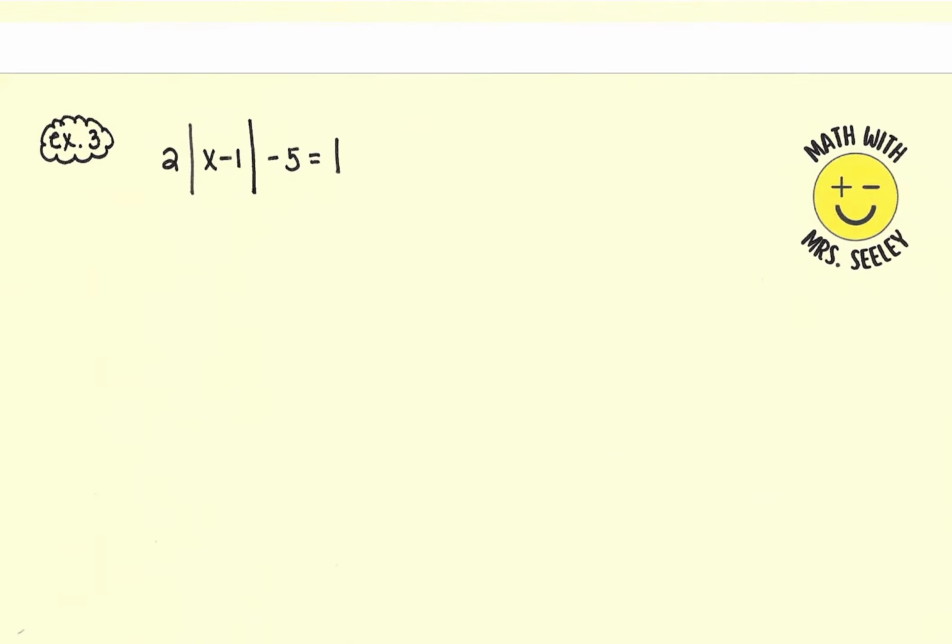All right, example 3. On this one, here's what you have to do first. The first thing you have to do is isolate your absolute value first. So we need to get this all by itself. After you isolate, then you break. So isolate, then break. To isolate this, I'm going to add my 5 over first.